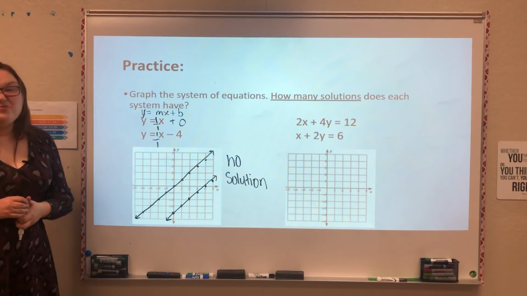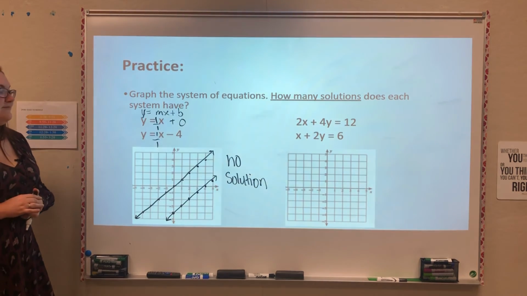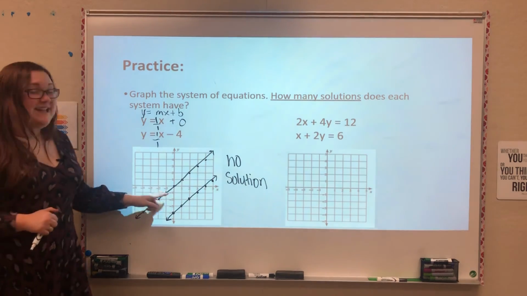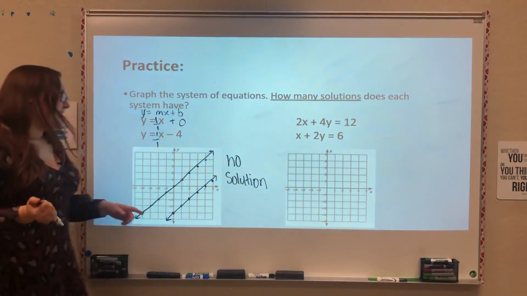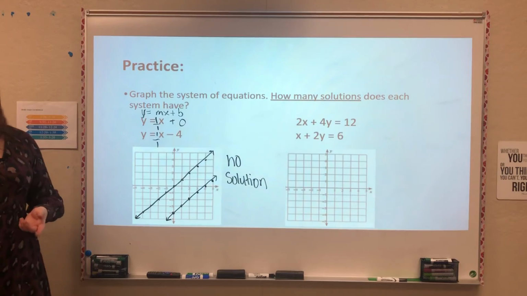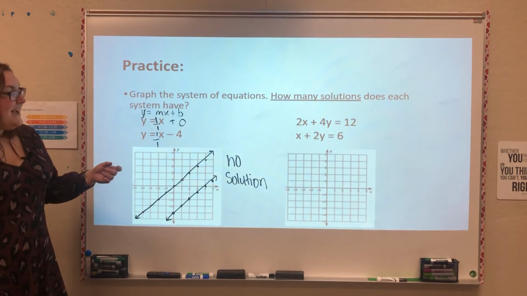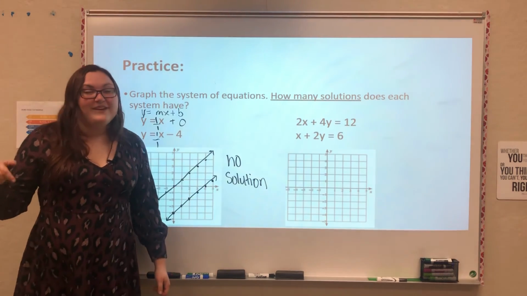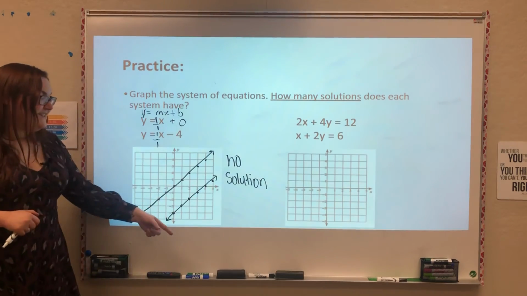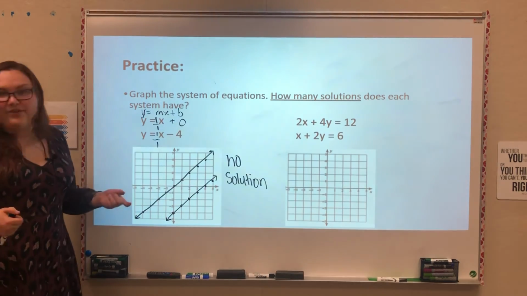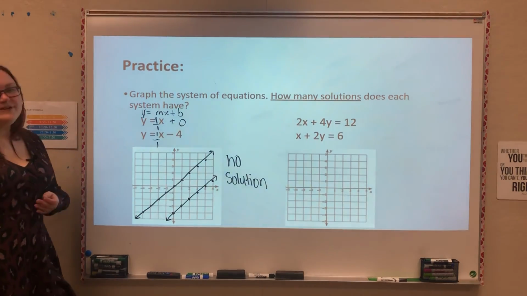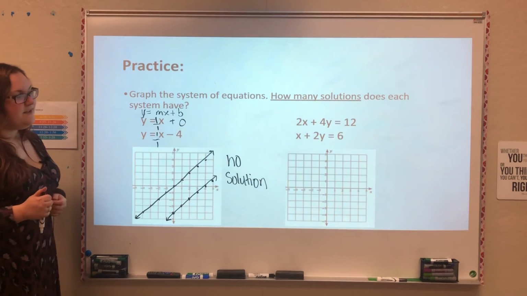If I asked you why it has no solution, you could say because they're parallel lines. You could say because the lines never intersect. You could say because in order to be a solution point, the point needs to be on both lines, and there's no point that's on both of the lines. Lots of different ways you could justify that.